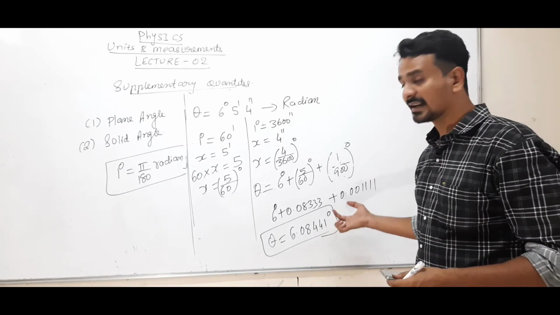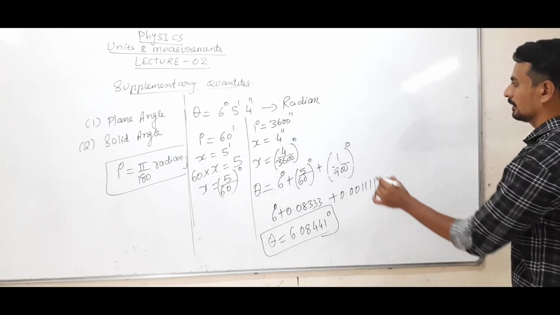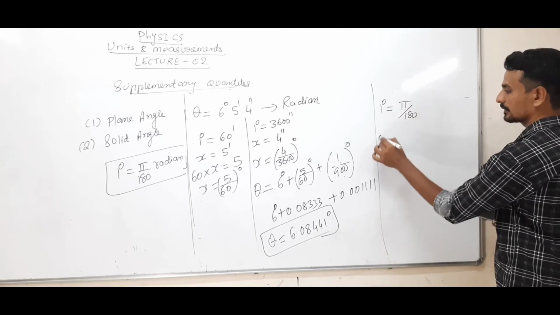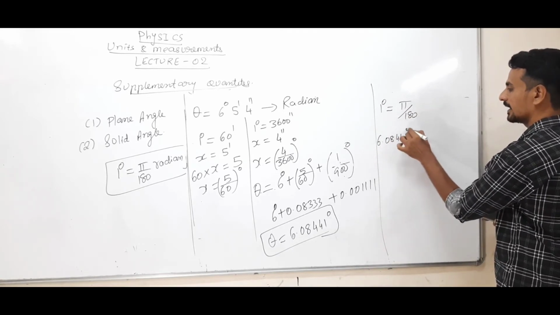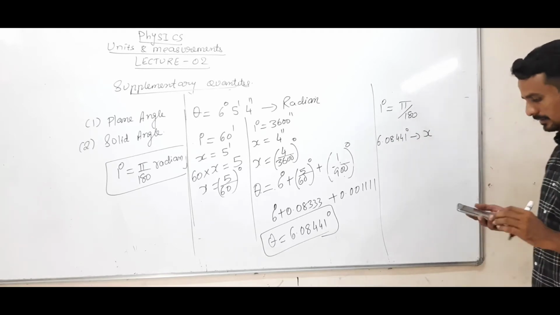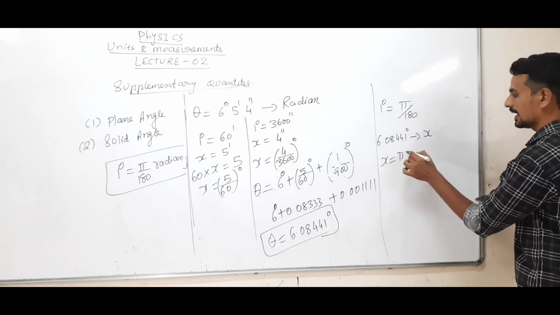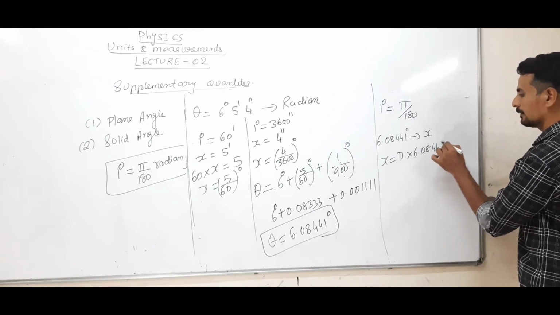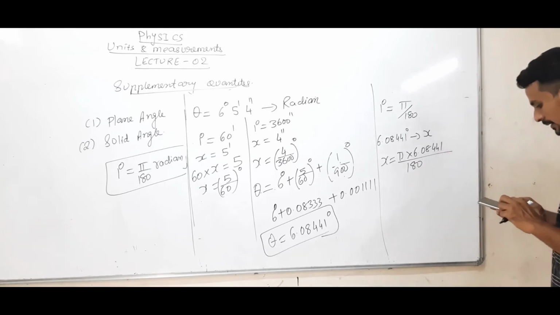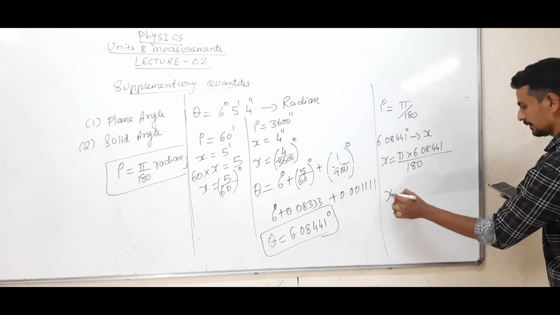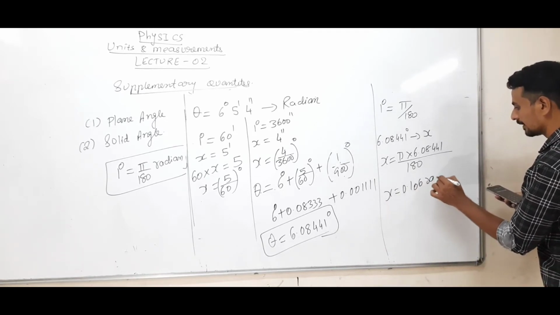Now we have got theta in degree. Now we will convert it into radian. So finally 1 degree is pi by 180 radian. So 6.08441 degree means dash radian. Cross multiply. So this will be, x will be pi into 6.08441 divided by 180. So this will be 6.08441 into 3.14 divided by 180. So x is equals to 0.106 radian.